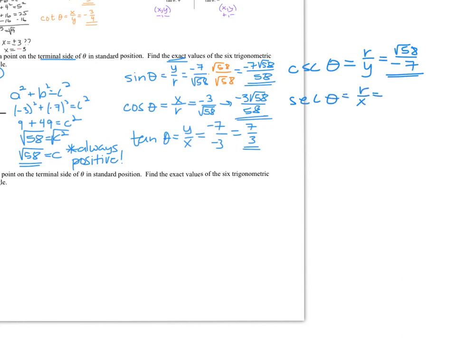That becomes square root 58 over negative 3. That's a 3 right there. Make sure you guys can see that. Sorry, I want to make sure that's clear. That's better. All right. And then the reciprocal of tangent is cotangent. That's x over y. And we can just take the reciprocal of our answer for tangent, positive 3/7. So there you go. There are the 6 trig definitions by plotting a coordinate in standard position.